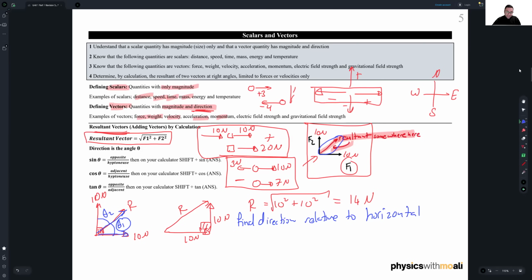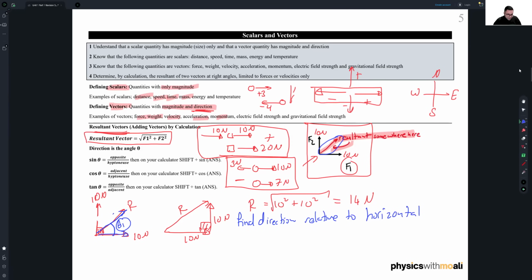Questions will always tell you which angle they want, so there's no confusion there. You just need to read the question carefully. Okay, now that we know that we need theta 2, theta 1, how do I get it? How do I get theta 1?